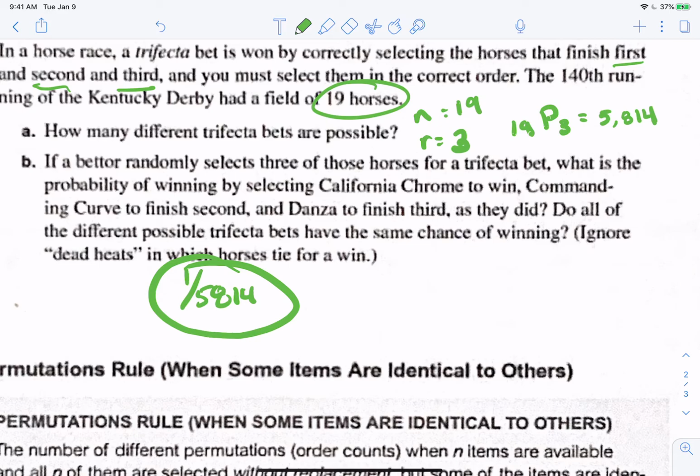Yes, if you do it randomly. Ignore dead heats in which horses tie for a win. Yes, all of them have the same chances of winning if it's done randomly.